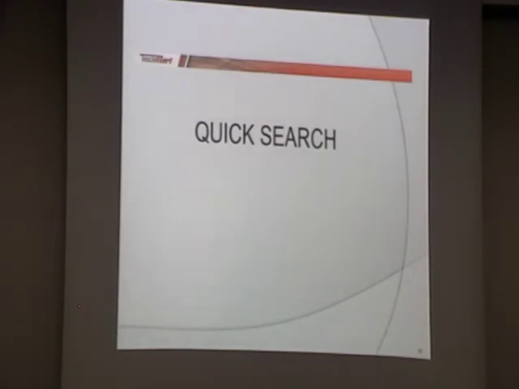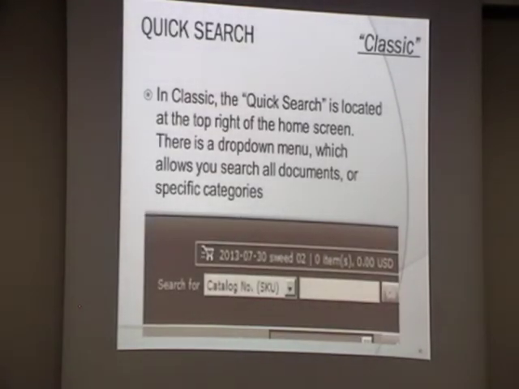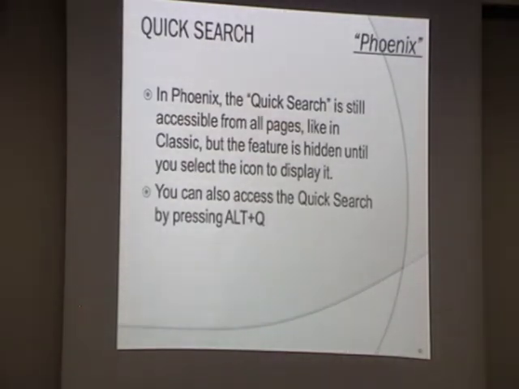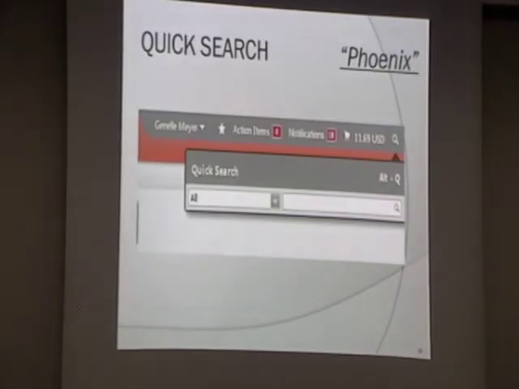Quick Search. In Classic, the Quick Search is located at the top right of the home screen. There is a drop-down menu which allows you to search all documents or specific categories. In Phoenix, the Quick Search is still accessible from all pages, like in Classic, but the feature is hidden until you select the icon to display it. You can also access the Quick Search by pressing Alt-Q. It is also at the top banner area next to your notifications and shopping cart.